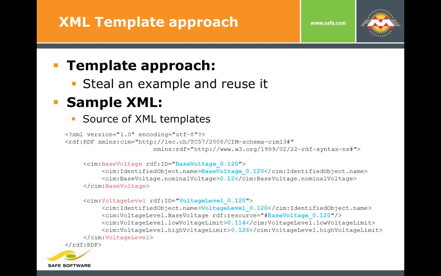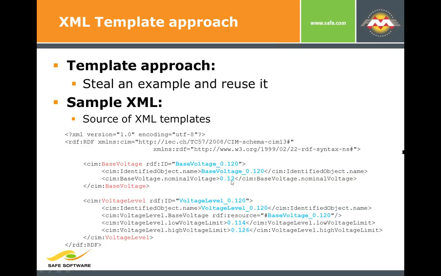So, okay, here's a sample of XML that we might get. This is a CIM snippet that's come from a CIM file that represents base voltages and voltage levels. So this is what somebody would populate those entities with in the CIM. You can see in the pale blue there are the actual values that are being populated into each of those tags. So the base voltage nominal voltage is 0.12.